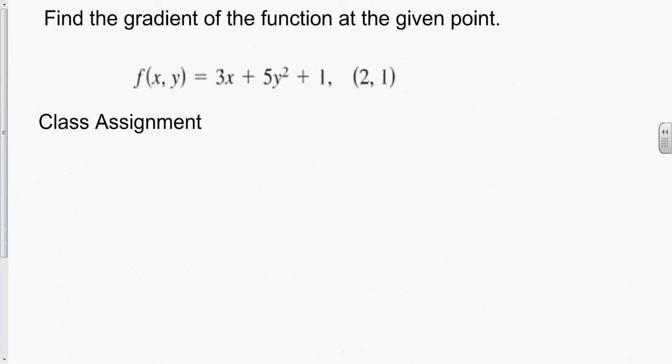You get 3i plus 10j? Yep, good. For this problem, x is 2 and y is 1. It's just 3, right? Okay, that's what you mean, just leave it alone.